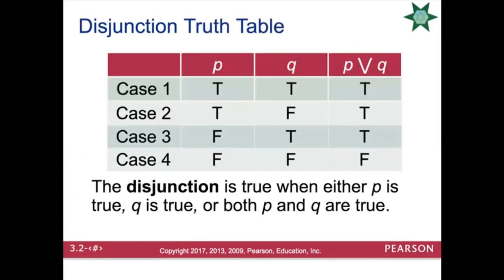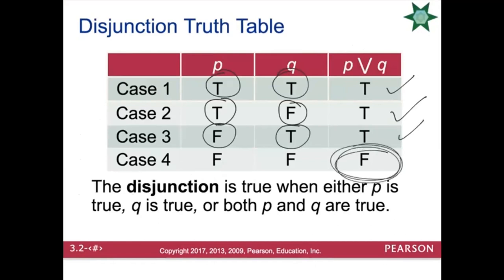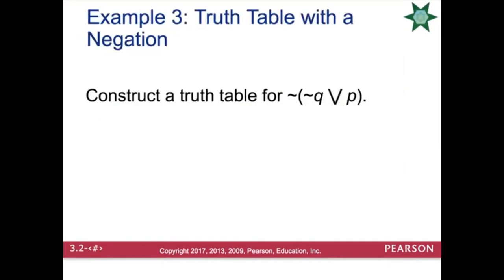If your first and second statements are true, the disjunction will be true. If the first is true and the second is false, your disjunction will be true. If the first statement is false and your second statement is true, your disjunction will be true. And the only time the disjunction is going to be false is if both the statements in your compound statement are false. So let's look at creating a generic truth table and see if you're getting the idea of this.